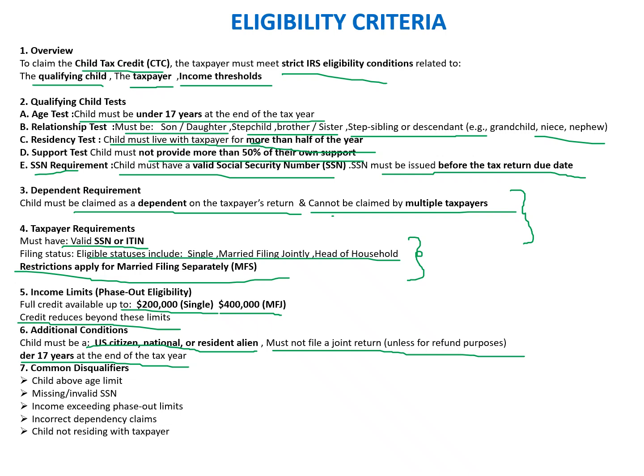What are the common disqualifiers? Child above the age limit, child not having an SSN, income exceeding the phase-out limit, incorrect dependency claims, and child not residing with the taxpayer. So typically the disqualifiers are the conditions for which a particular child has not met the qualifying conditions. If you look at all these tests above, age test, relationship test, residency test, support test, and SSN requirement, if any of these conditions are breached, then it is treated as a disqualifier for claiming this tax credit. So I'll move to the next slide.